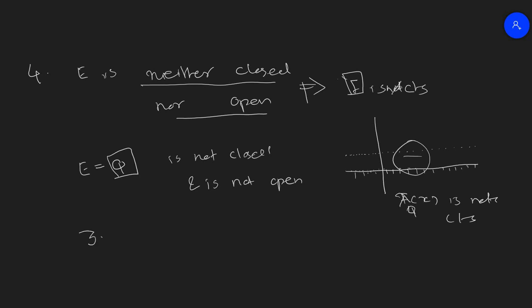So the third option is correct, and to prove the converse part, that is, f is continuous implies E is both closed and open, we can see that by the negation and by using steps 1, 2 and 4.